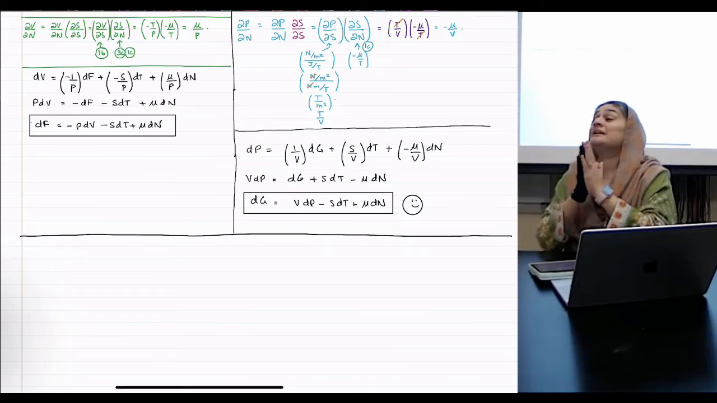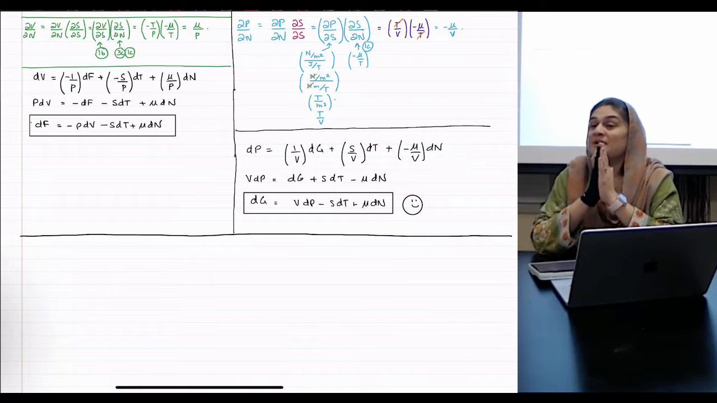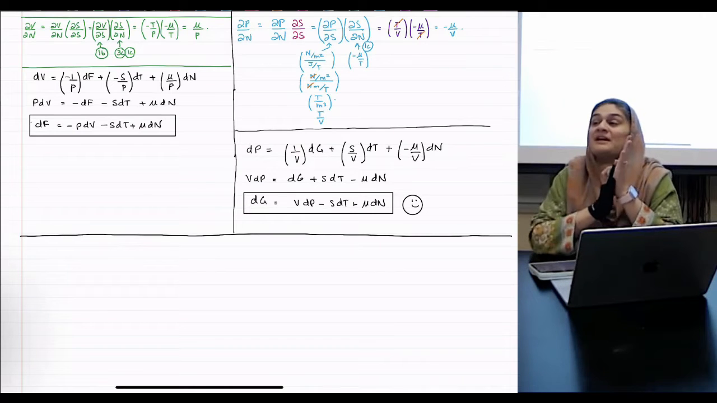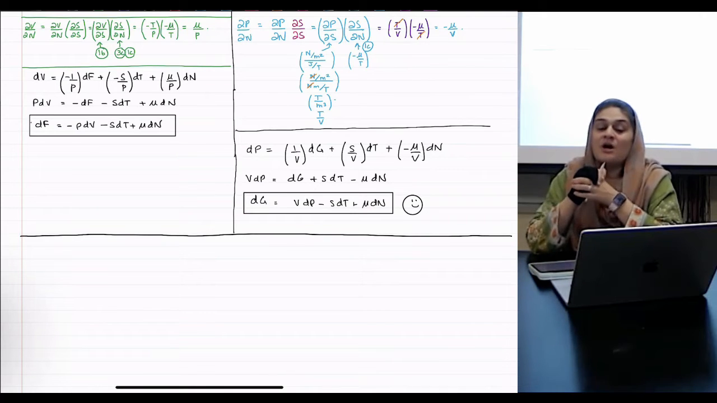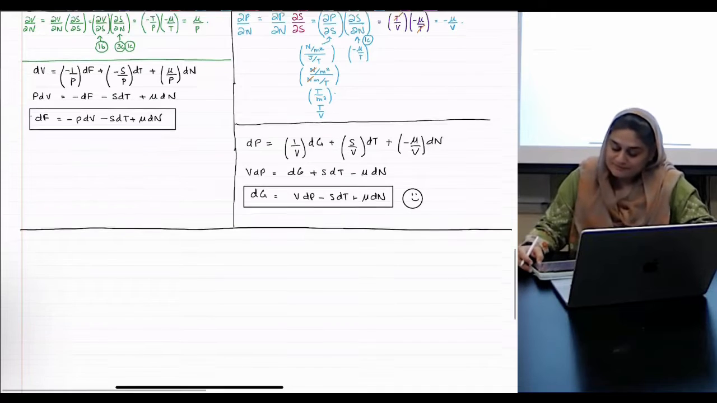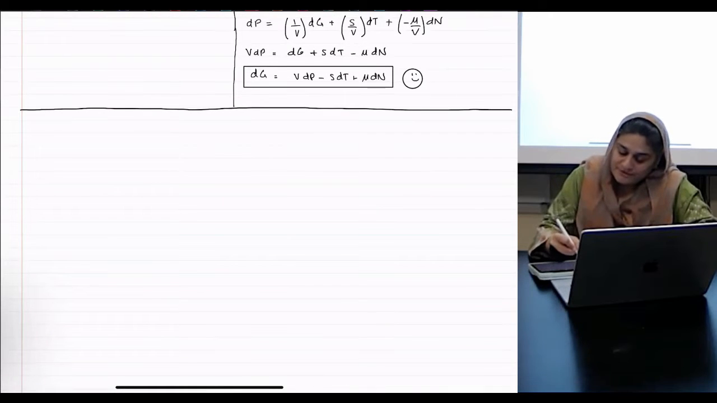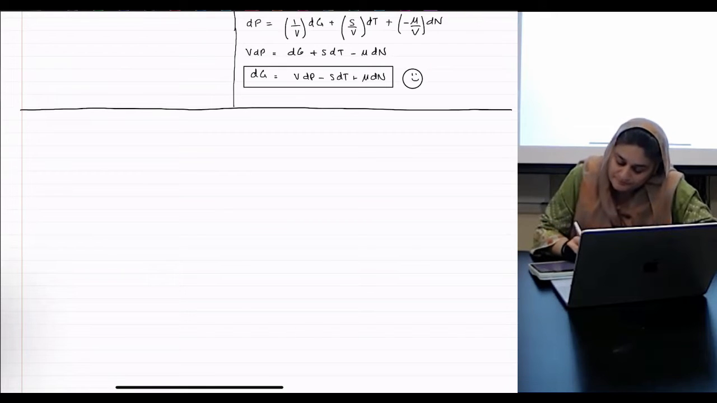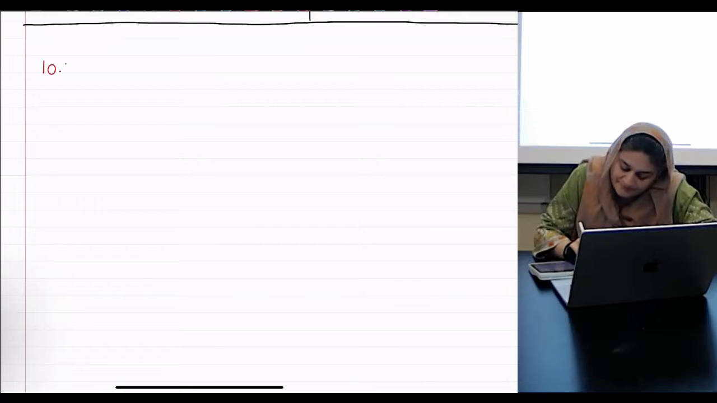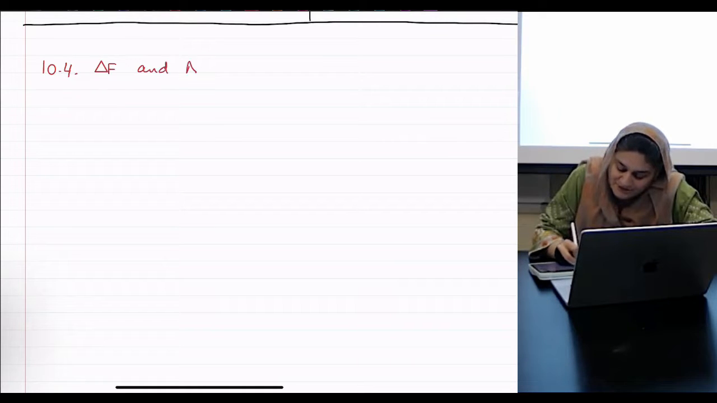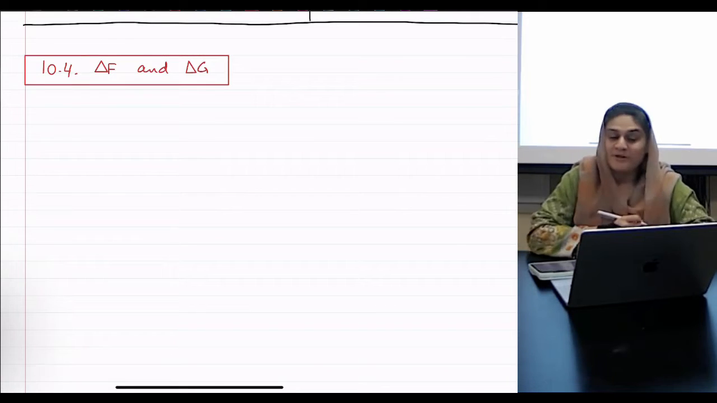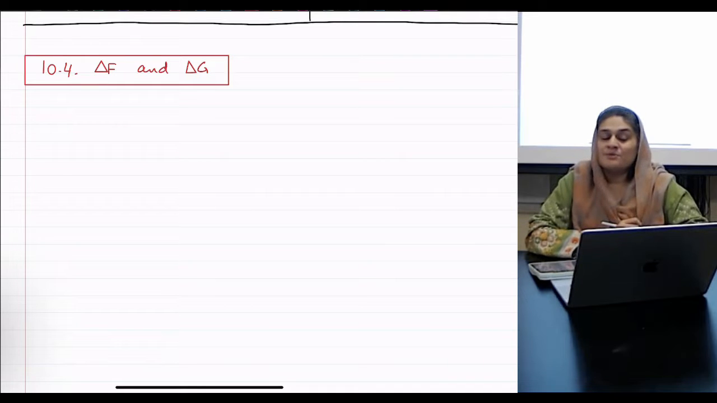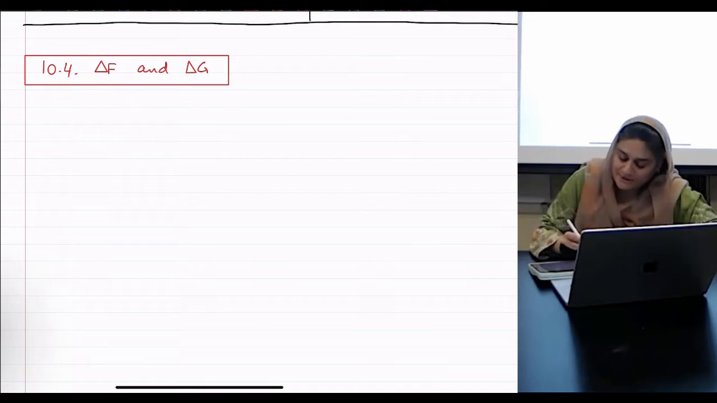Okay, the next thing that chemistry people always use, instead of using F's and G's, what they actually use are delta F's and delta G's. So now we're going to come to section 10.4. Delta F and delta G. What is delta F and what is delta G? So, changes in Helmholtz free energy.